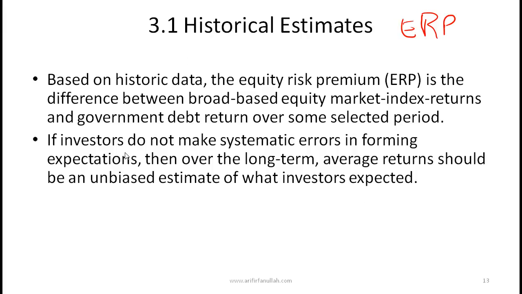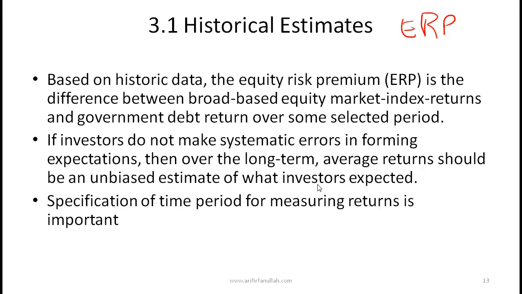The philosophy or the thought is that if investors do not make systematic errors in forming expectations, then over the long run, the average return should be an unbiased estimate of what investors expect. So simplistically, what we are saying is, let's look at the last 20 years. Over the last 20 years, we look at the expected return on the equity market minus the risk-free rate, and then we take the average of all those numbers. That will give us the equity risk premium.